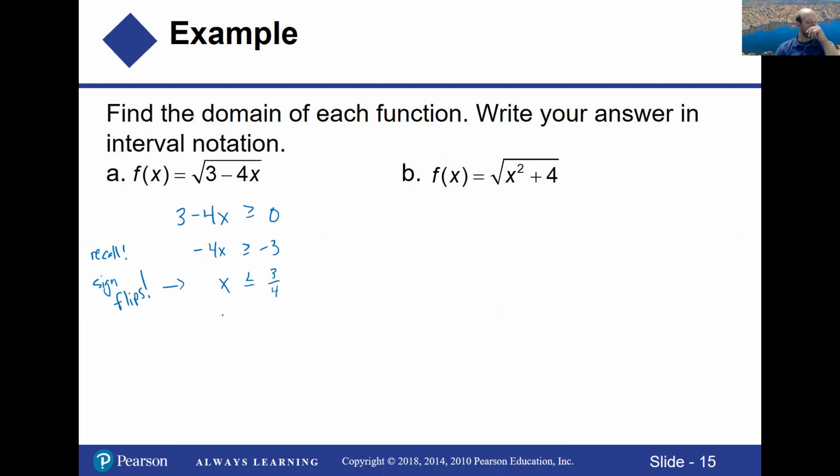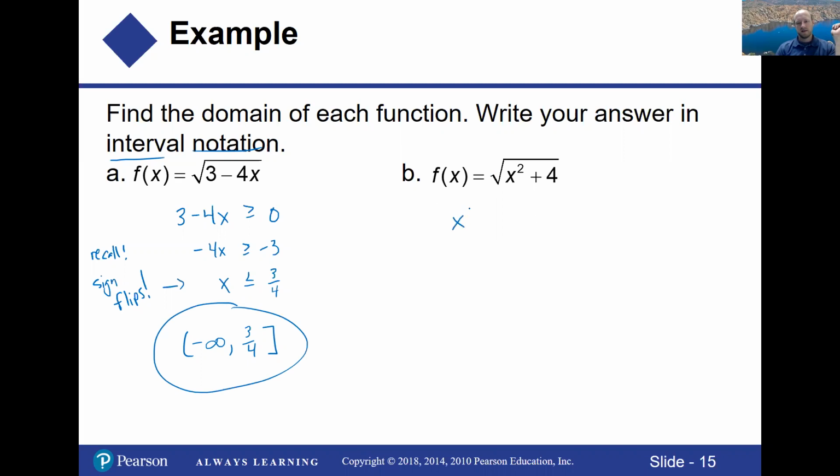The sign flips. So they want it in interval notation, which again means I have to use parentheses or brackets. Well, this one, again, is everything less than 3/4. So it would go all the way down to -infinity to 3/4, and it's less than or equal to, so I need a bracket. So this is your interval notation.